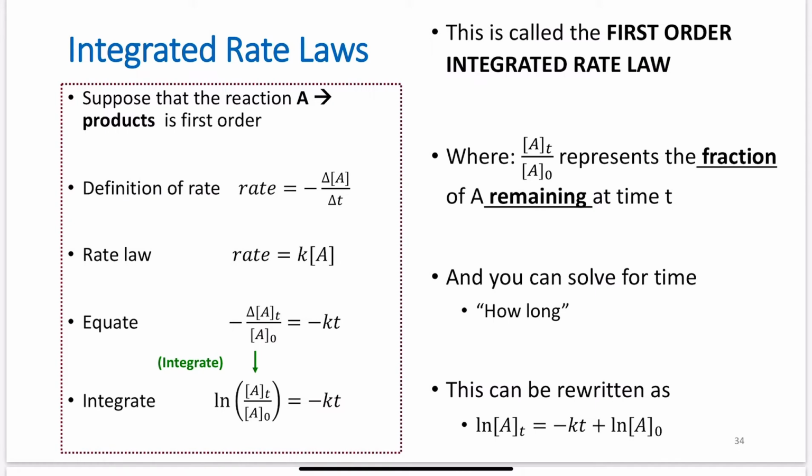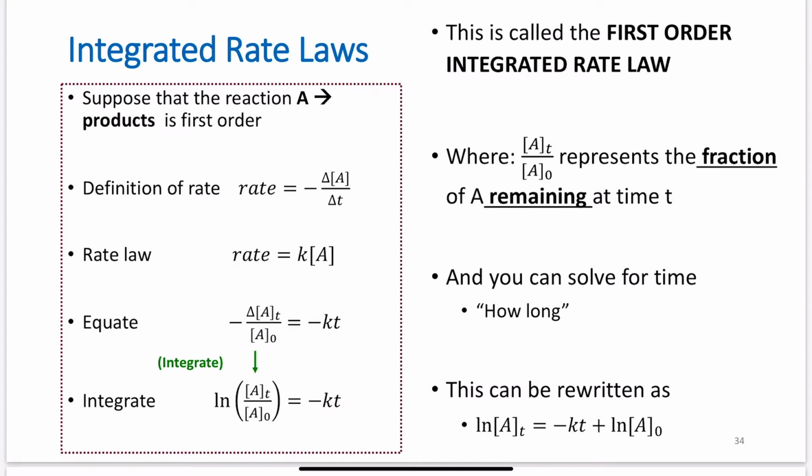So A_t here is the concentration of A at a specific time, and this is the concentration of A initially. That little zero means initial, or not. We say it like "knot," not "zero." We're going to integrate this. When we integrate it, we get your integrated rate law.